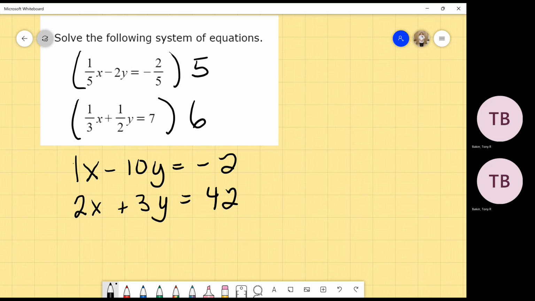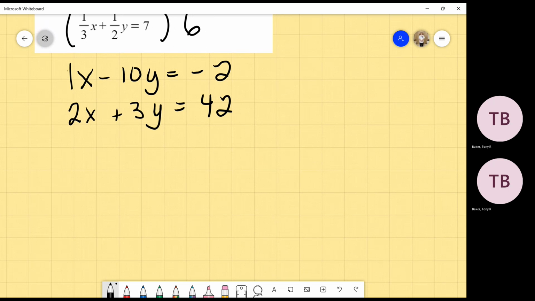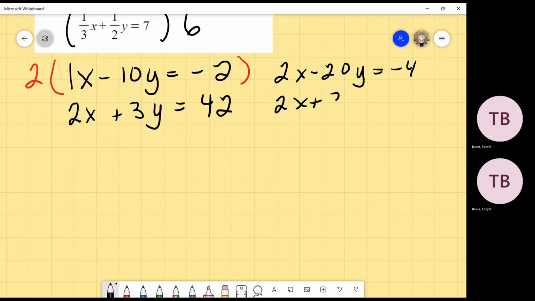All right, so now this one, we've gotten rid of our fractions. So we've got to get rid of one of the letters now, right? Let's get rid of the x because I've got 1x and 2x. That kind of makes my life a little easier. So I'm just going to multiply this whole first problem by 2. So I've got 2x minus 20y equals -4, and 2x plus 3y equals 42.